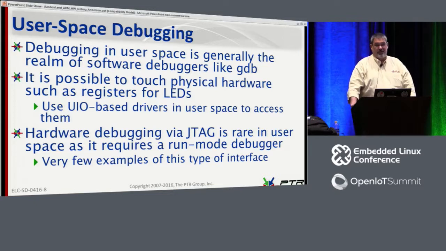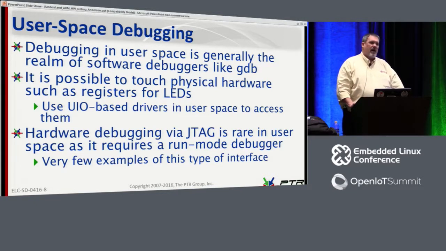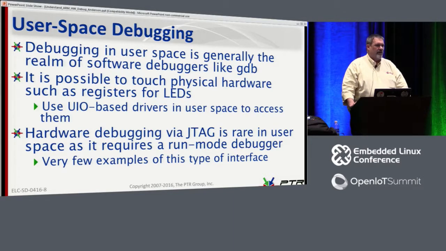Hardware debugging versus JTAG in user space. It is possible, but it's very rare in user space because you have to have what's referred to as a run mode debugger. And most of the JTAGs are stop mode debuggers. So there's only a few of them that support run mode, actually only two of them that I know of. One from what used to be American Arium and the other one from Lauterbach. But both of those start at like $7,000 for one of those debuggers.